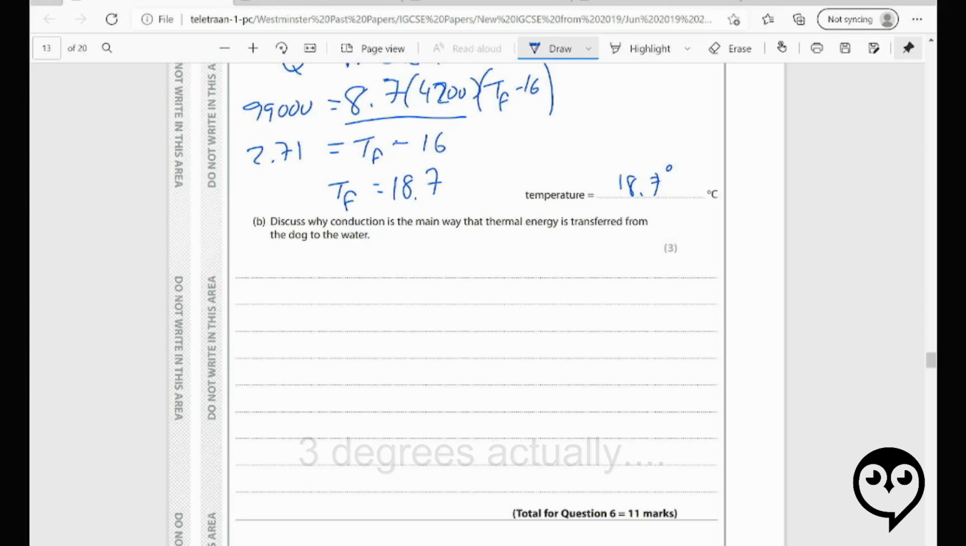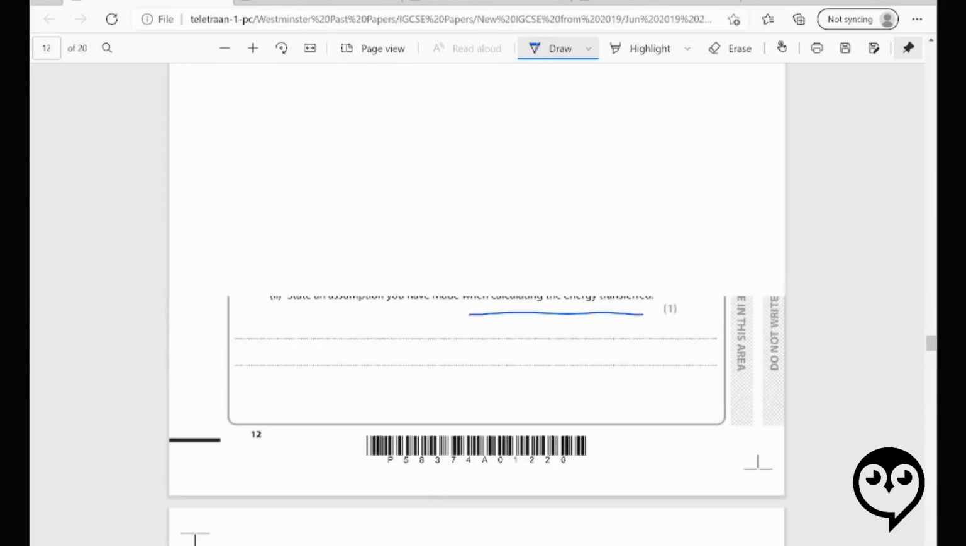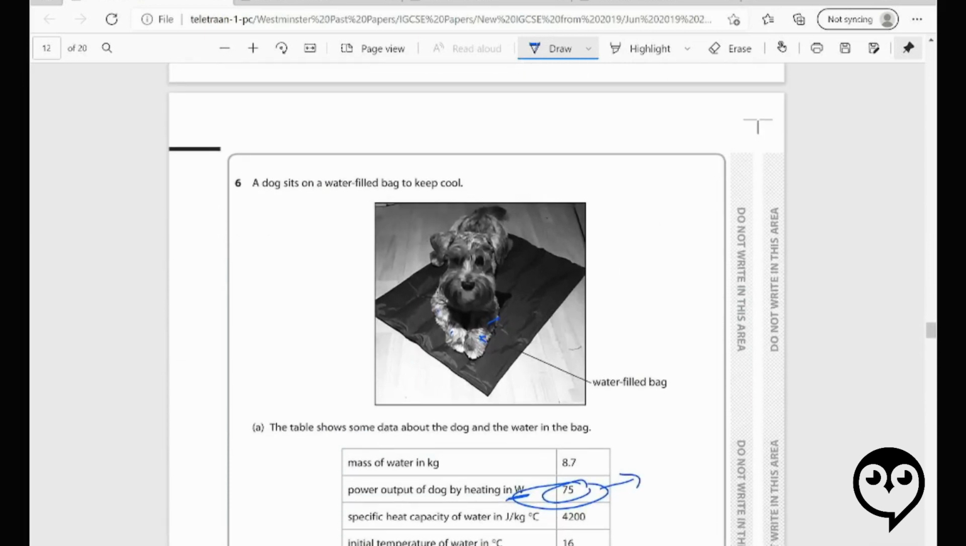Discuss why conduction is the main way that thermal energy is transferred from the dog to the water. Okay. Well, it's not going to be through the air, because the air is a poor conductor. It's not going to be convection, because if the hot air is rising up there, I don't think you're going to get a convection pattern from the small temperature difference between the air and the dog. It's only maybe 10, 20 degrees?